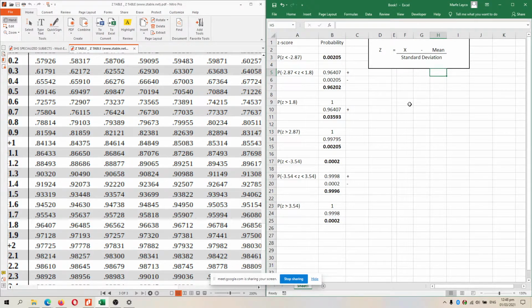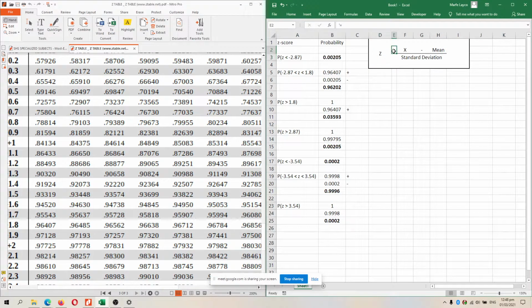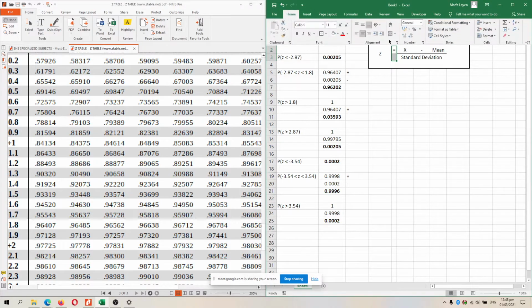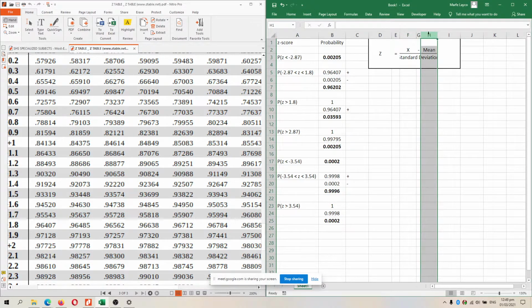So, paano natin to isa-solve? Formatting lang natin. So, z is equal to the observed value, that is x minus mean. Tapos, gagamitin natin yung ating standard deviation as divisor.